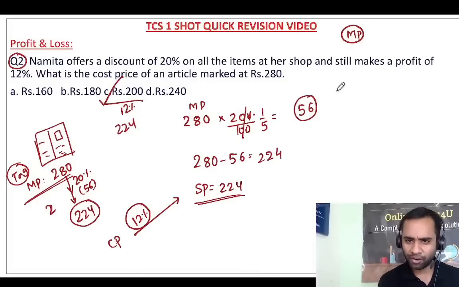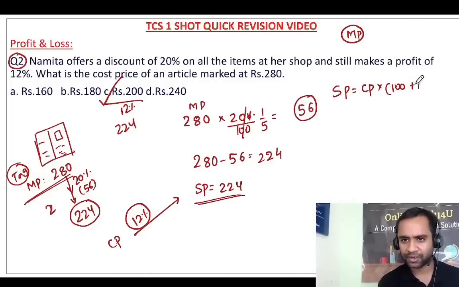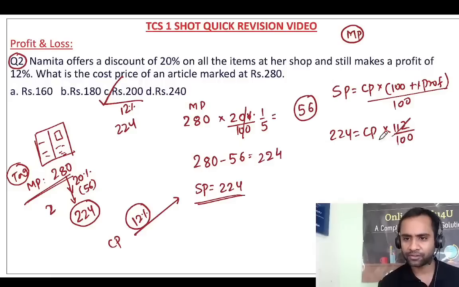Or if you are not interested in that, if there is a profit, then cost price is selling price into 100 divided by 100 plus percentage of profit. Selling price is 224, profit is 12%, and if you solve, the cost price will be 200.